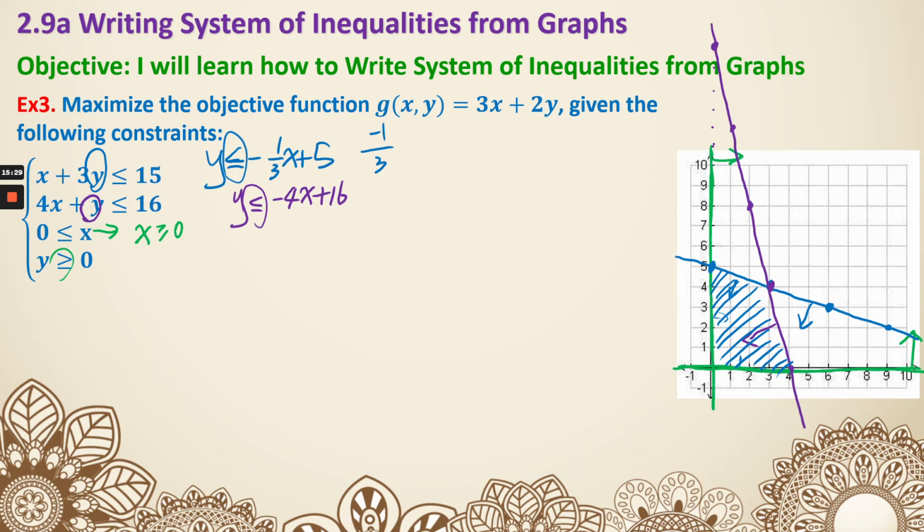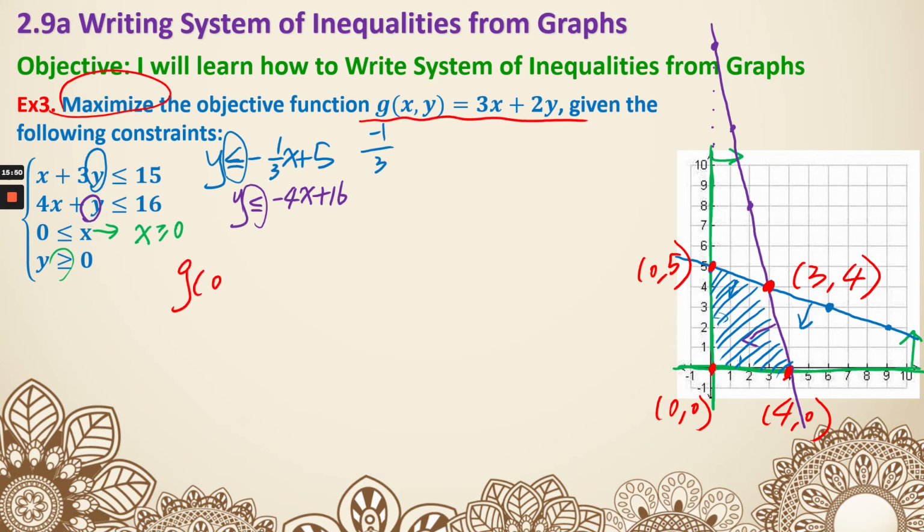Now it's time to identify my coordinates. I do have 0, 0. I also have 0, 5. And this is going to be 4, 0. And this is going to be 3, 4. This time, I'm still looking for maximize. My function is right here.